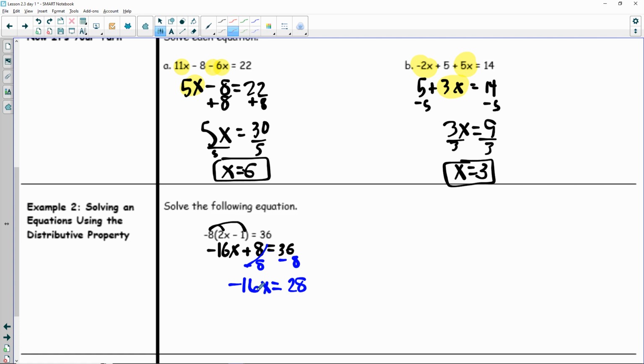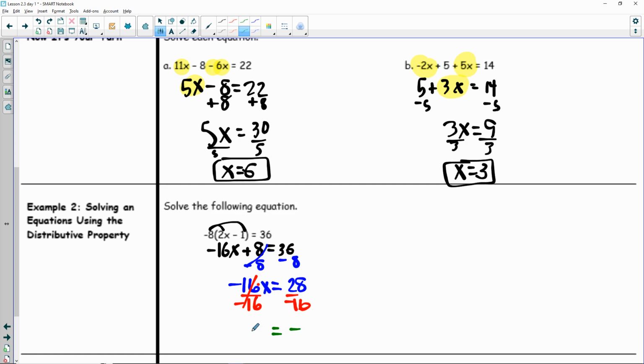Negative 16 next to the x means to multiply, so I undo that by dividing, and I divide by the same exact number that's next to it. Divide by negative 16. Those cancel. 28 divided by negative 16. Now, it's not going to come out to a pretty answer. 28 does not divide by 16 evenly. I do know, though, a positive divided by a negative is a negative.